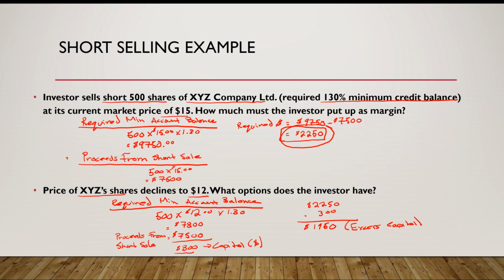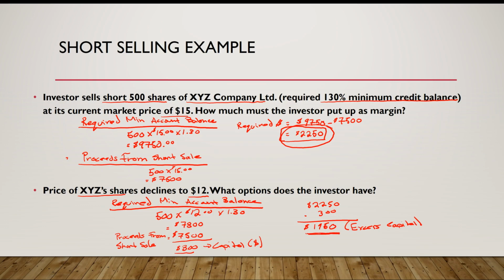I can leave this excess capital in the minimum account balance, and I can leave it there in my credit balance because potentially this price may go up, right? If this price goes up to 13 the next day, there's going to be a new minimum account balance requirement. Potentially I may have to put in more capital. So I may just leave that there to give me a buffer against margin calls that I may receive.